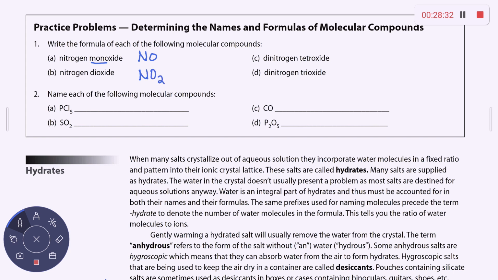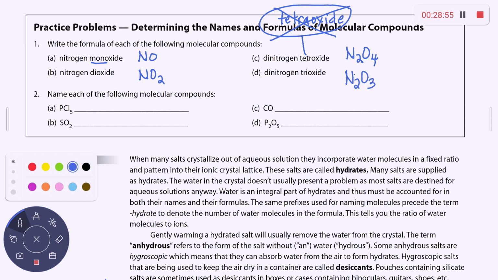Okay? C, dinitrogen tetroxide. This is N2O4. Notice this doesn't say tetraoxide. Tetraoxide would be deemed the wrong way to write that. Okay? Dinitrogen trioxide, N2O3.